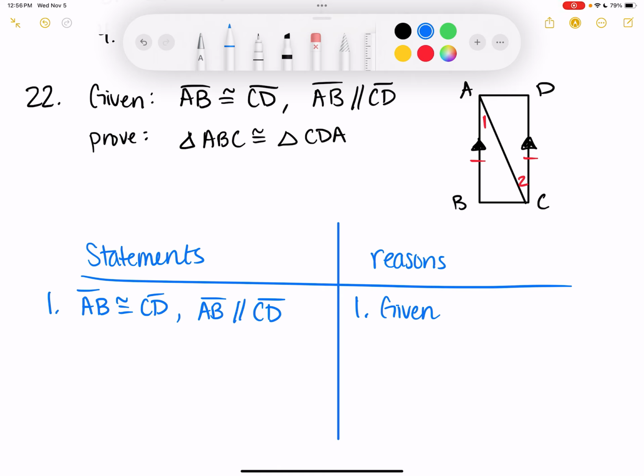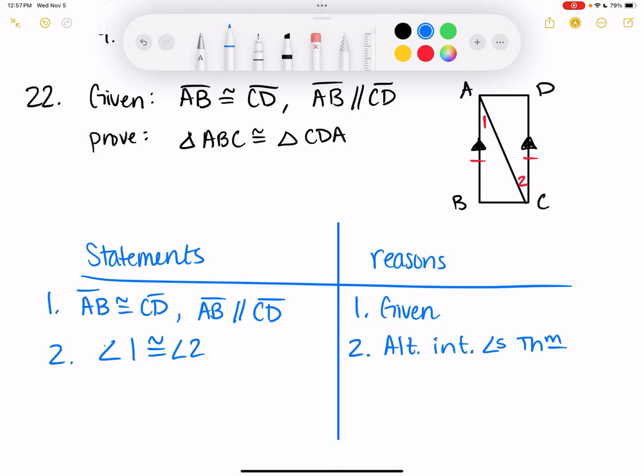All right, so since I know this is a transversal and these are parallel lines, what do I know about angle 1 and angle 2? Yep, and what does that mean about them? Yep, so my statement is that angle 1 is congruent to angle 2 because they are alternate interior angles. Or I should technically say alternate interior angles theorem, because that's what tells us that they're congruent.